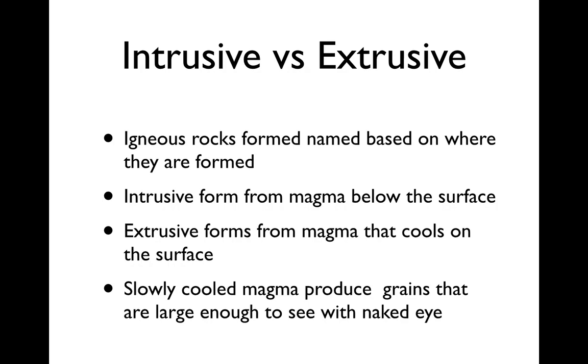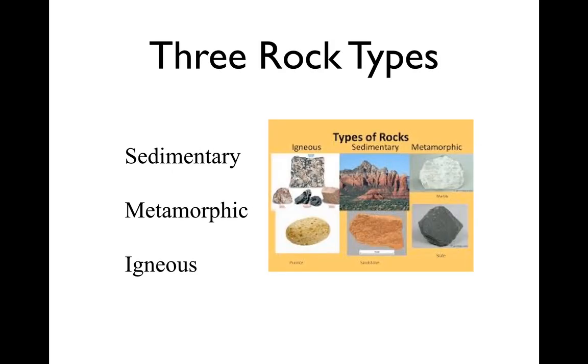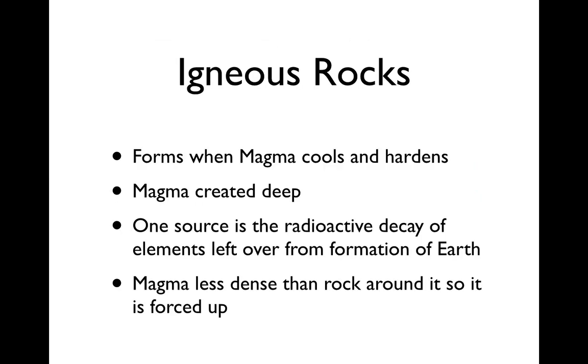Magma that cools very slowly produces grains in the rocks that are large enough for us to see with our naked eye, which is important and is on the test. There are three different types of rocks: sedimentary, metamorphic, and igneous. You need to know each type, and you need to know what it is that forms those types. What are the processes? You can refer back to our rock cycle adventure that we did to help you with that.